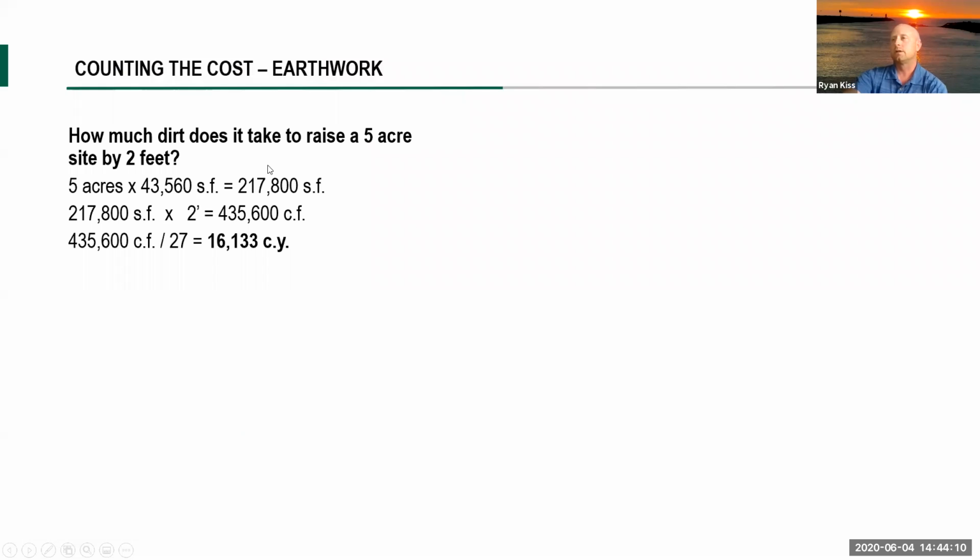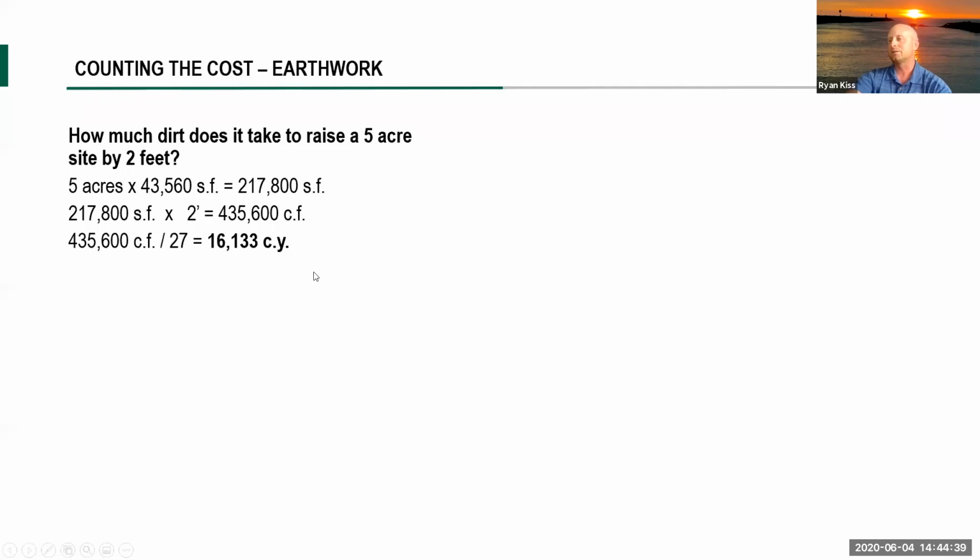So let's start adding some of these numbers up. How much dirt would it take to raise a 5-acre site up by just 2 feet? If we take our 5 acres and convert that over into square footage and then raise the site by 2 foot, that gives us our cubic footage. And then convert that over to cubic yards. We've got 16,000 cubic yards of material that it's going to take to raise that 5-acre site up just by a couple of feet.